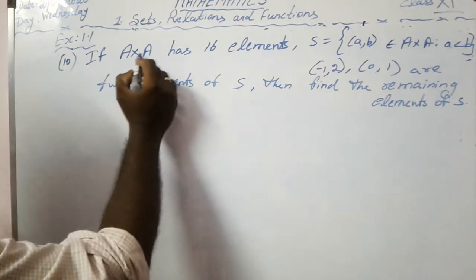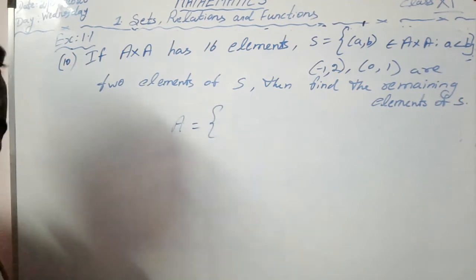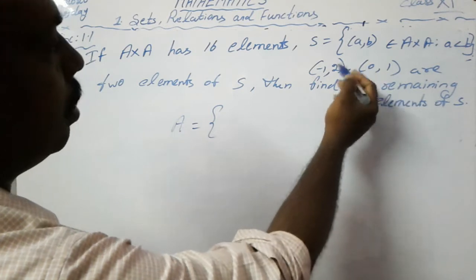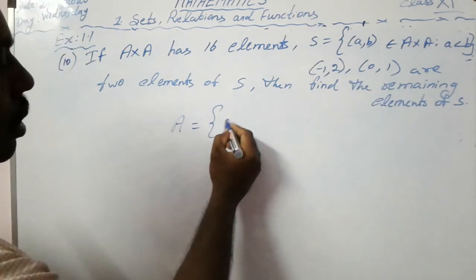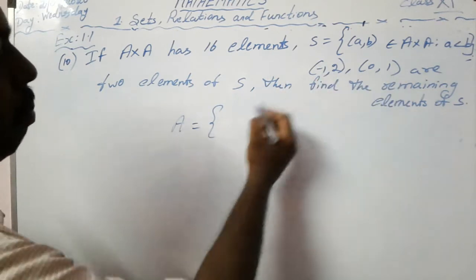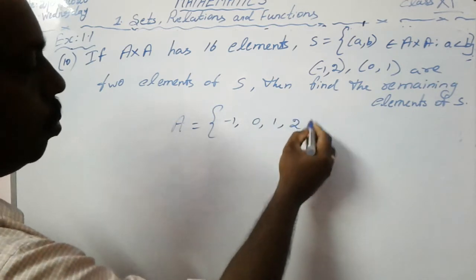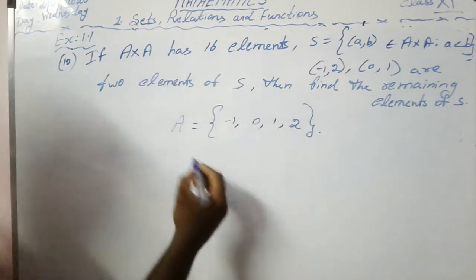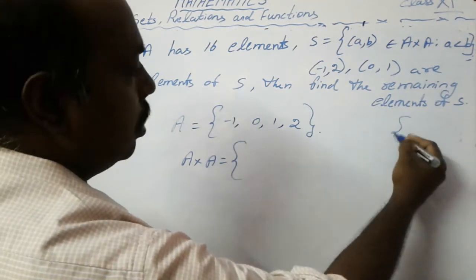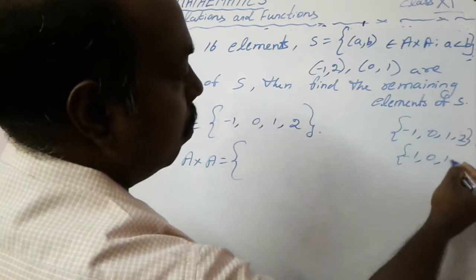So if A cross A has 16 elements, you have to know the elements of A. Some of the elements are given. What are the elements? In ascending order: -1, 0, 1, 2. So A cross A equals -1, 0, 1, 2 times -1, 0, 1, 2.